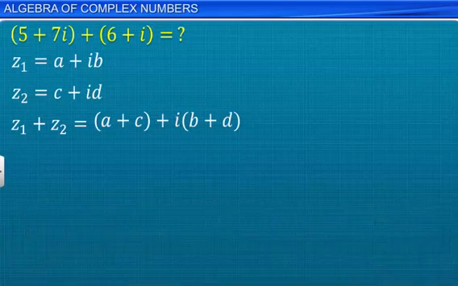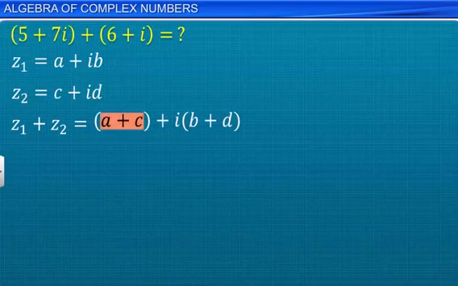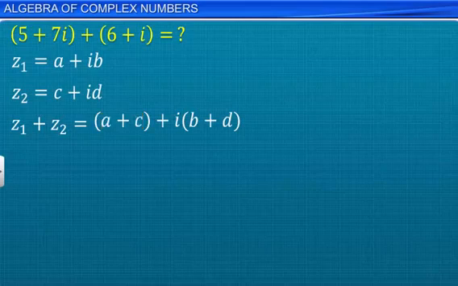The sum of the real parts of the two given complex numbers gives the real part of the resultant complex number. Similarly, the sum of their imaginary parts gives the imaginary part of the resultant complex number. The resultant number is also a complex number.